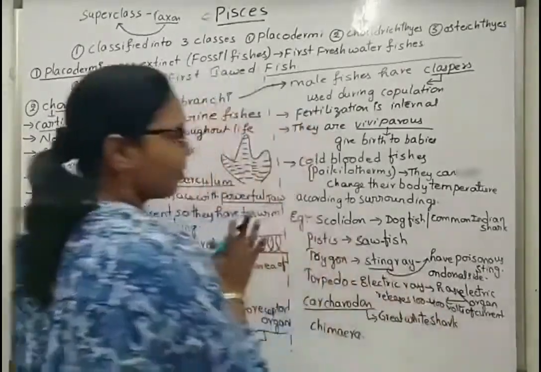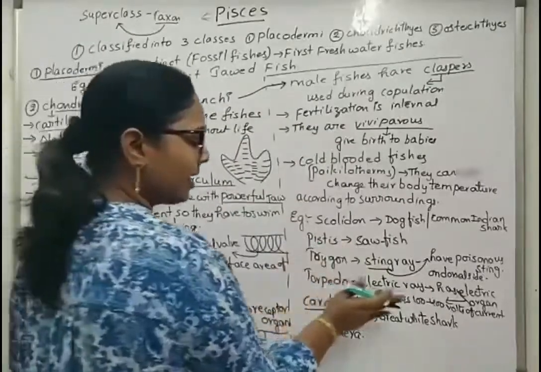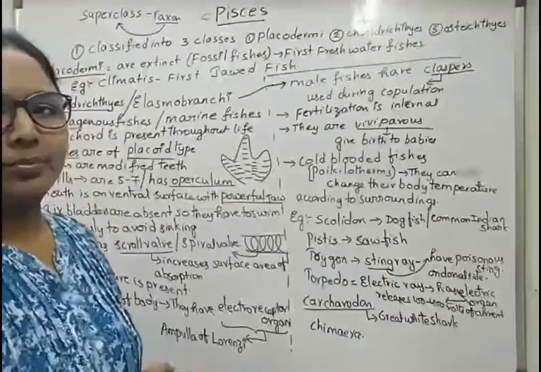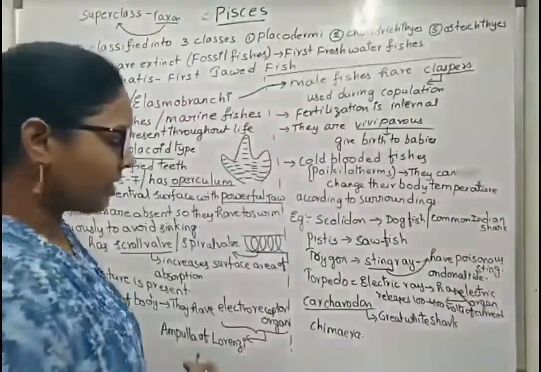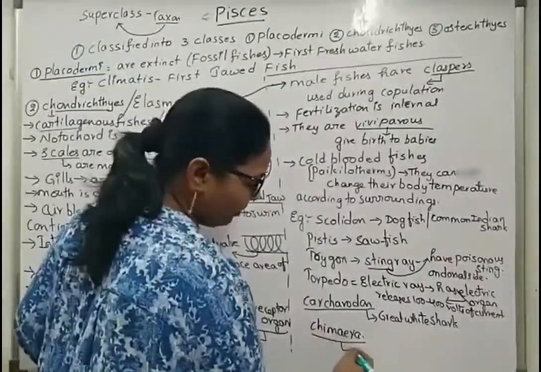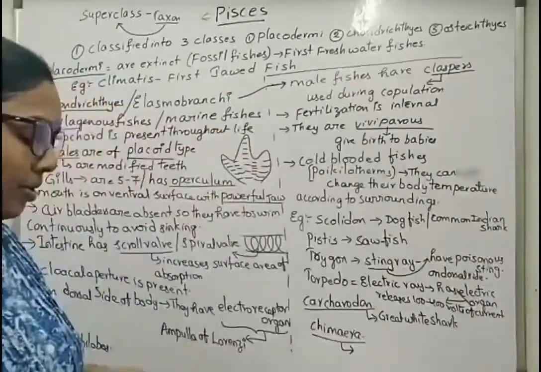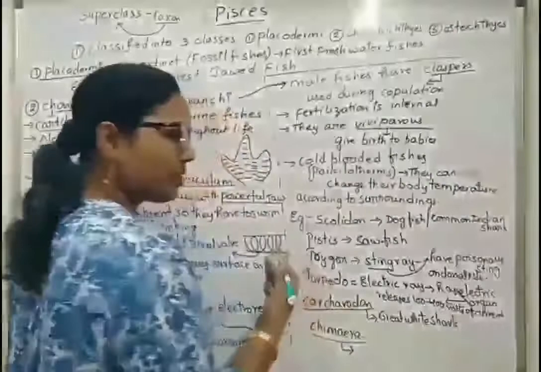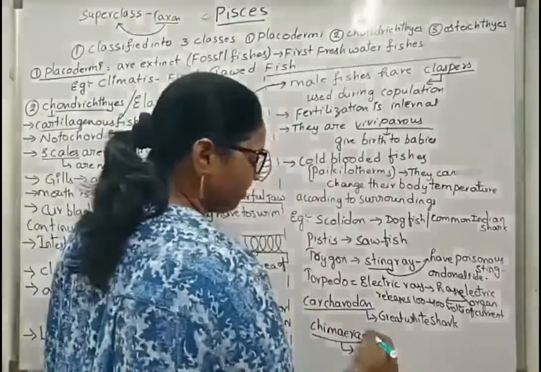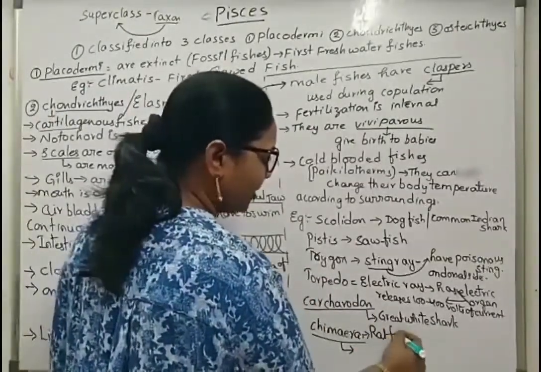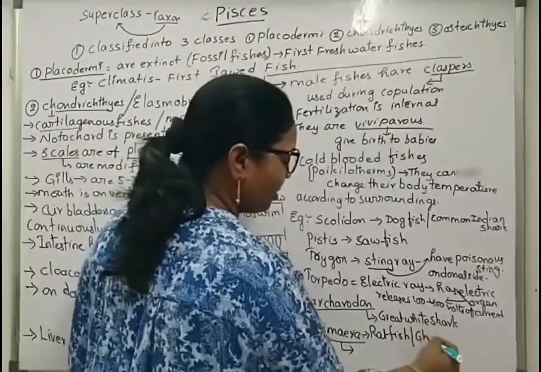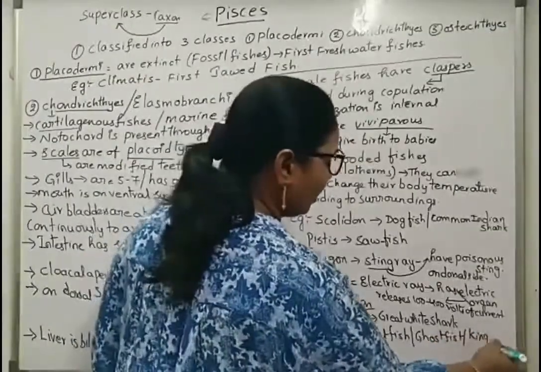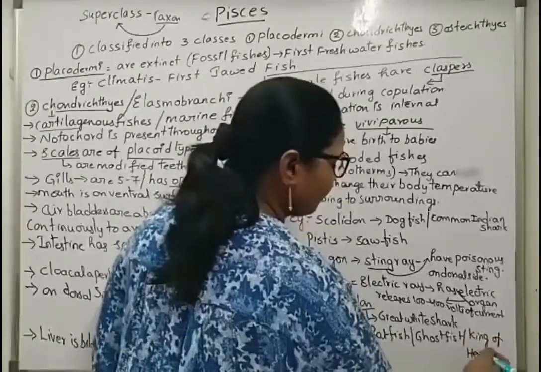Mostly from this subtopic, the examples and the extra structures that they have are framed into match-the-following type questions. So examples in this chapter are very much important. Next is Chimaera. Chimaera is also called ratfish or king of herrings, or it is sometimes called ghost fish. Ratfish, ghost fish, or king of herrings.